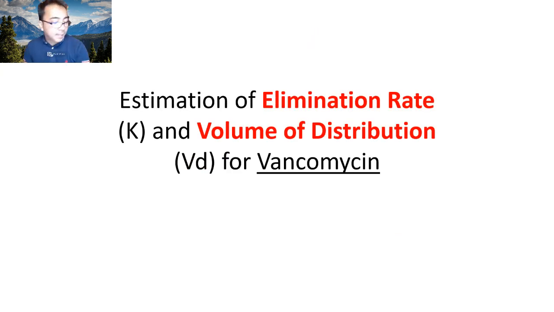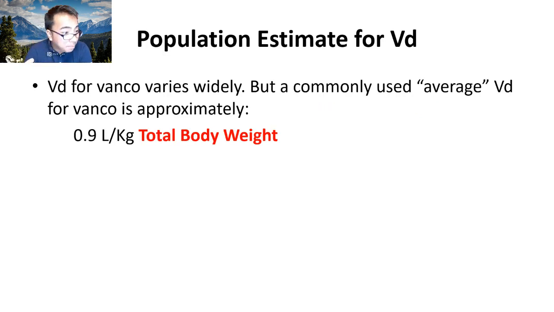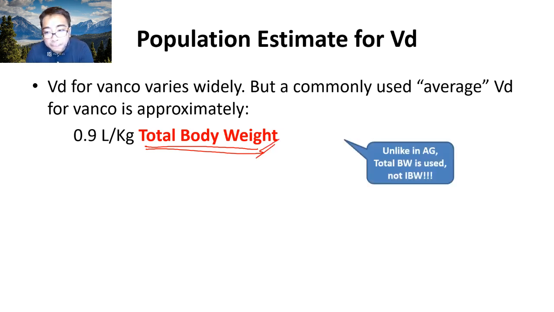So, how do we estimate the elimination rate constant and the volume of distribution of vancomycin? Actually, class, yung computation ito, very similar to aminoglycosides. Okay? So, we'll still be using population estimate. So, the VD for vancomycin varies widely, but a commonly used average is approximately 0.9 liters per kilogram of the total body weight. Okay? Total body weight. So, ibig sabihin, class, this time, hindi na natin ko-consider kung ideal body weight or adjusted body weight. Basta kung ano ang weight ng patient, yun na yun for vancomycin. Because, class, the weight of the patient itself can affect the volume of distribution for vancomycin. Right? So, it's 0.9 liters per kilogram of the total body weight. Okay? And so, unlike aminoglycoside, total body weight is used, not the ideal body weight.